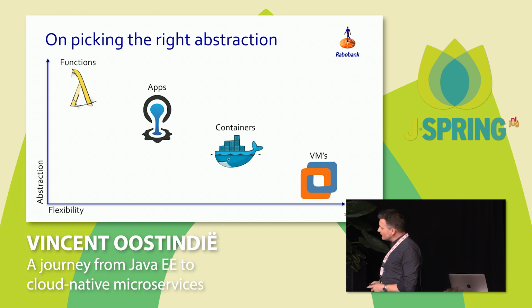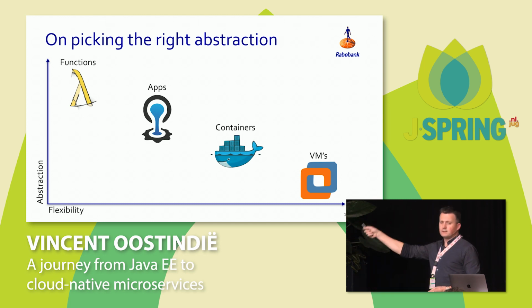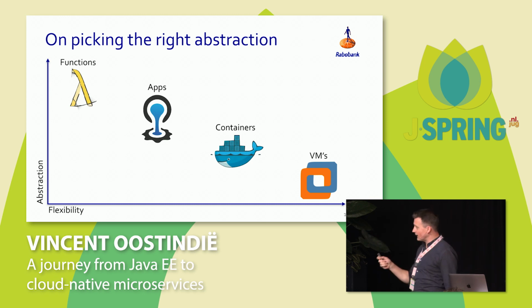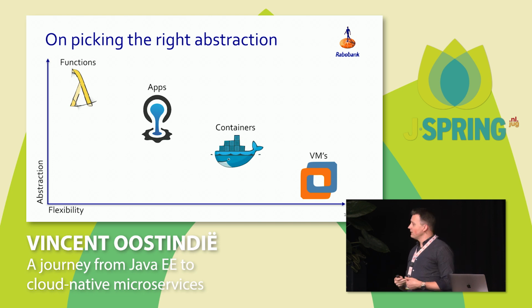What we say is that you should always start from the left, always. So any use case you have, you should first look at, can I deploy this as functions? Can I build this as a set of functions? If the answer is no, you should look at the next step and say, okay, let's drop one abstraction level. Can I build this as apps? If there's a no, then you again drop another notch, and so on.